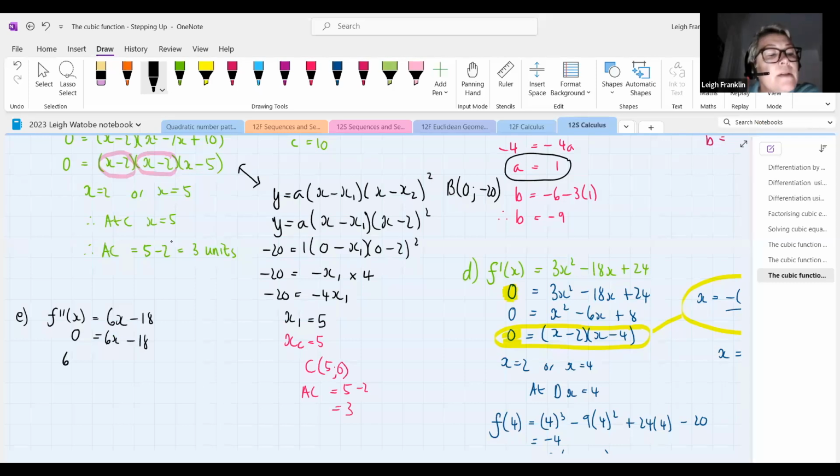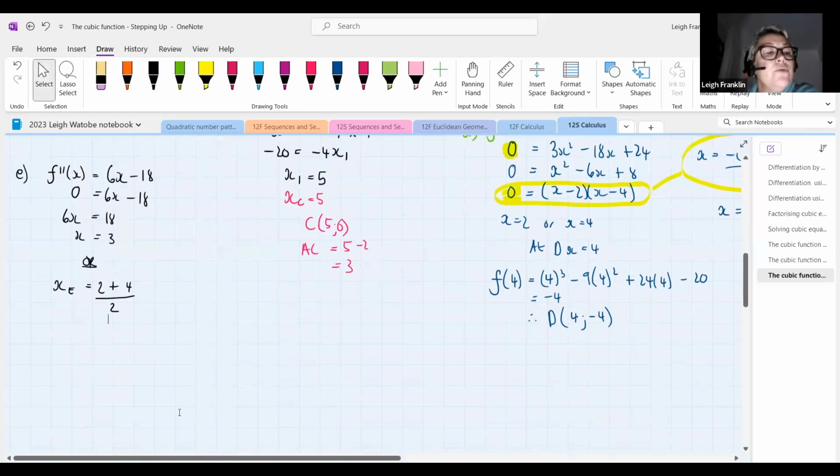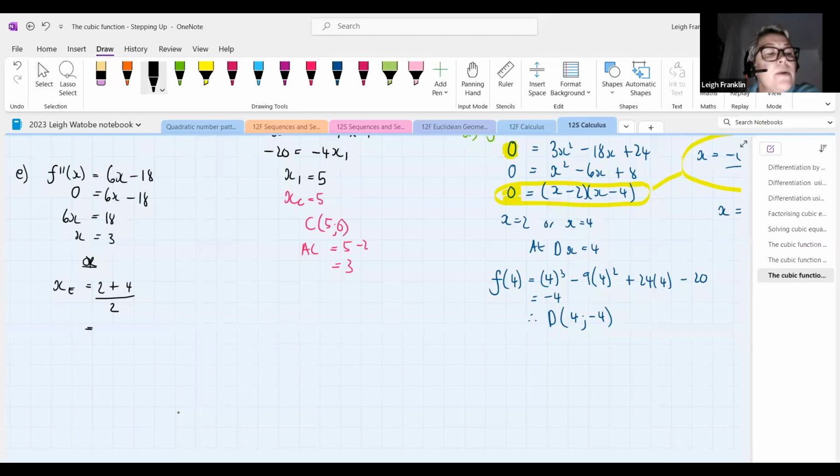Okay, so that means that 6x would be equal to 18. So x would be equal to 3. That would be one way of doing it. The other way, like Mbali said, midpoint formula. So the x coordinate at E, the point of inflection, is always midway between your turning points. So the one turning point was at 2, the other one was at 4. Remember, we calculated the coordinates of D, and we would divide that by 2. Okay, so that would give us 6 over 2, which would give us 3.